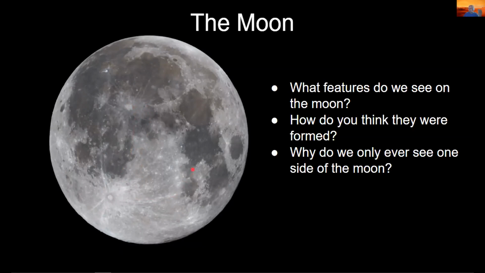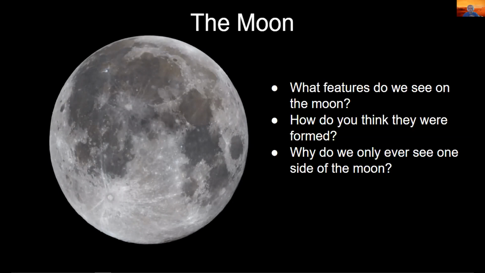Now, one question I have here is, why do we only ever see one side of the moon? This is the image that we all know and love, but somebody want to tell me why we don't see the other side? Tidal locking. Yeah, exactly right. The moon is tidally locked to the Earth, which, if you're not familiar, means the moon rotates at the exact same rate that it revolves around the planet Earth. So we're only ever going to see one side of the moon.